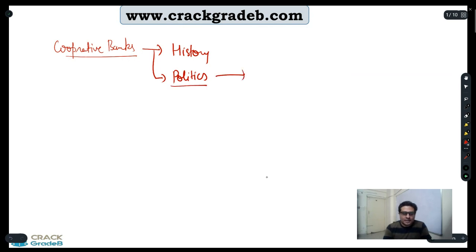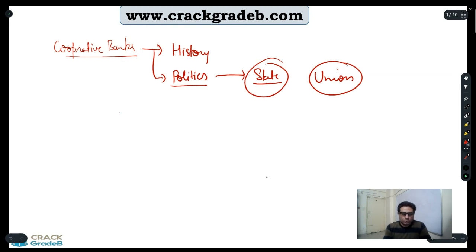Because the government said that cooperative banking is not working because the states are not doing properly, right? So the Union wants its own involvement in the cooperative banking structure, especially in the administrative structure of cooperative banking, right? So all these things I have explained.